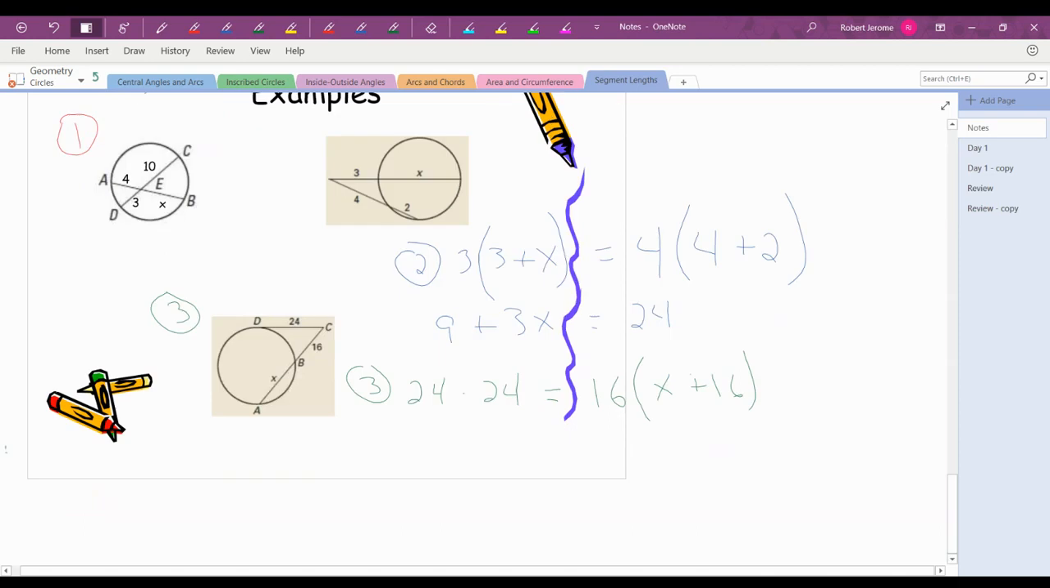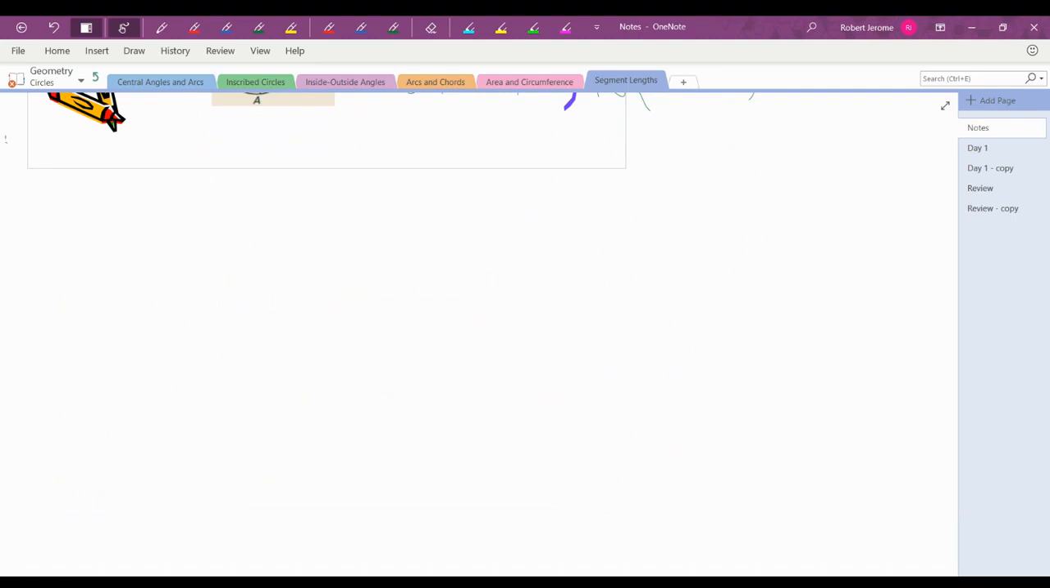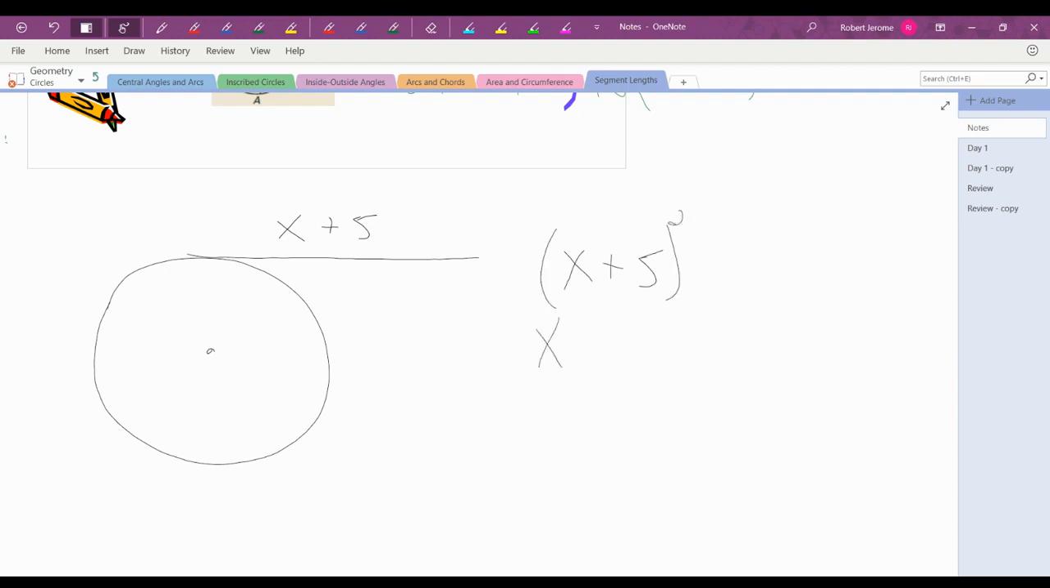Now, one other thing I do want to show you, and I'll just slide down a little bit here, is, for example, and I'm not going to do an entire problem, but just a quick example here. So let's say we have a tangent, and that tangent says x plus 5. Well, our rule says take the tangent and square it, right? X plus 5 times itself. In the last question, we did 24 times 24. We're now doing x plus 5 times x plus 5.